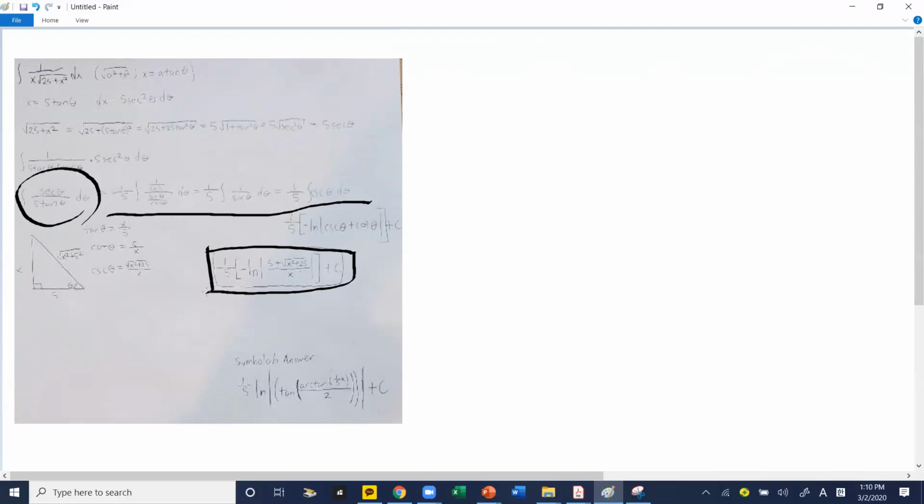Secant is 1 over cosine, and tangent is sine over cosine, so 1 over sine. Yes, you got this one. Okay, good. Yes, using the antiderivative of secant theta, you got this one, right? Yeah. But your concern is that you need to get back to the original variable x. So you just use this idea, right? Yeah. That's correct.